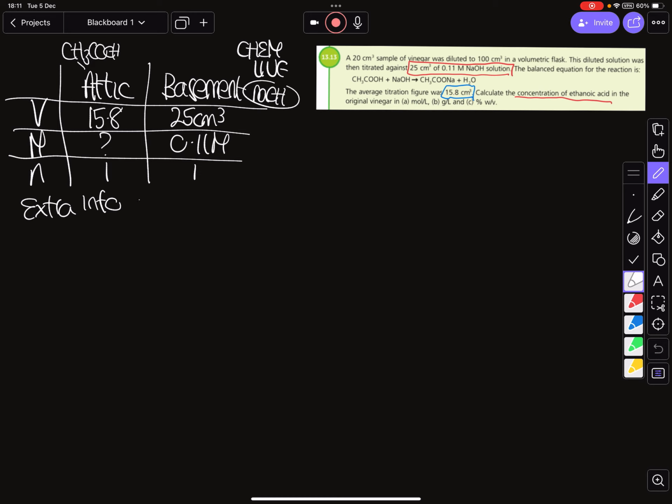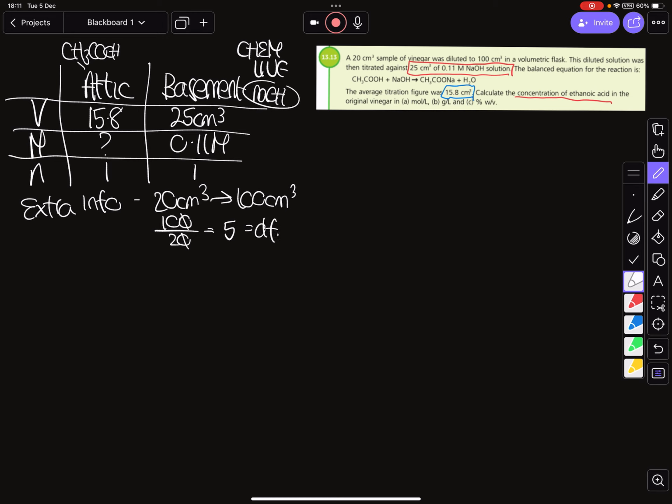And in the extra info, we have 20 centimeters cubed was diluted to 100 centimeters cubed. So we divide 100 by 20, and it is going to give us a dilution factor of 5. So we're going to need that at the very end.